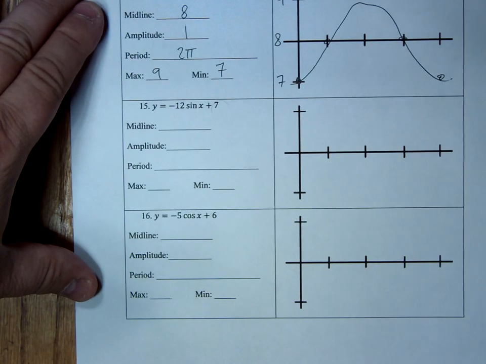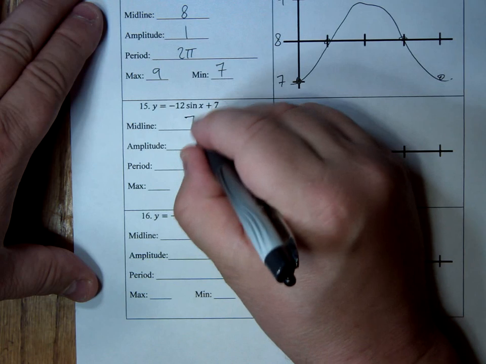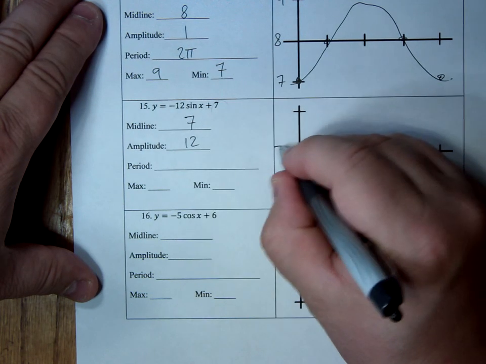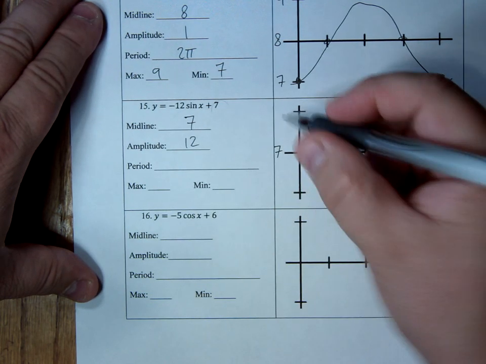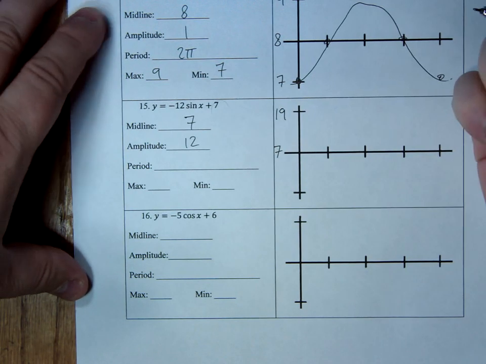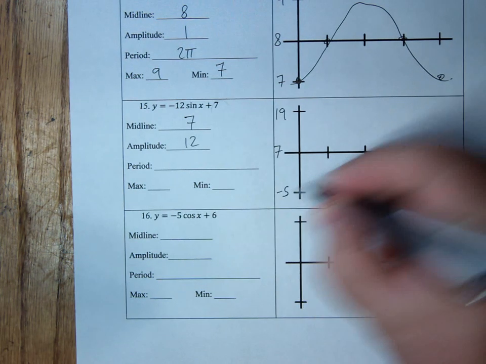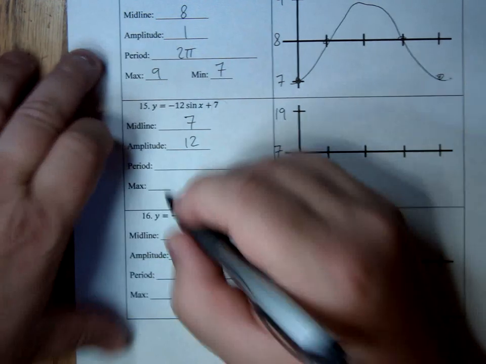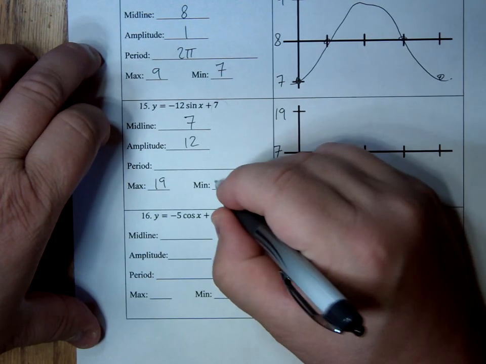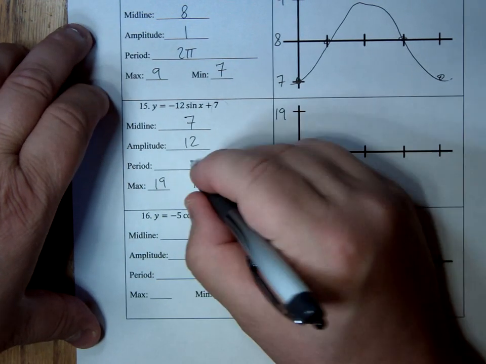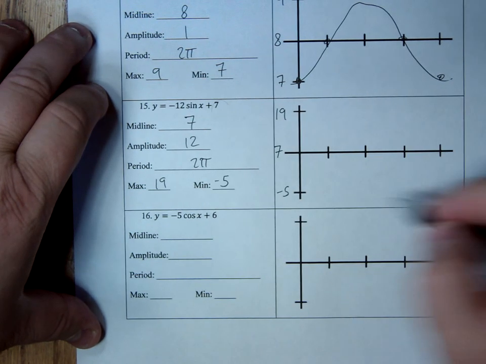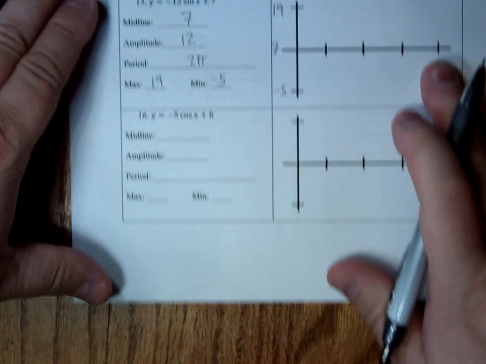All right. Midline's at 7, amplitude is 12. 7 plus 12 would put you at 19. 7 minus 12. Oh, I'm going to cheat here with my calculator. -5. So 19 is your maximum. -5 is the minimum. 2 pi is the period. Negative sine, make sure you're going down first.